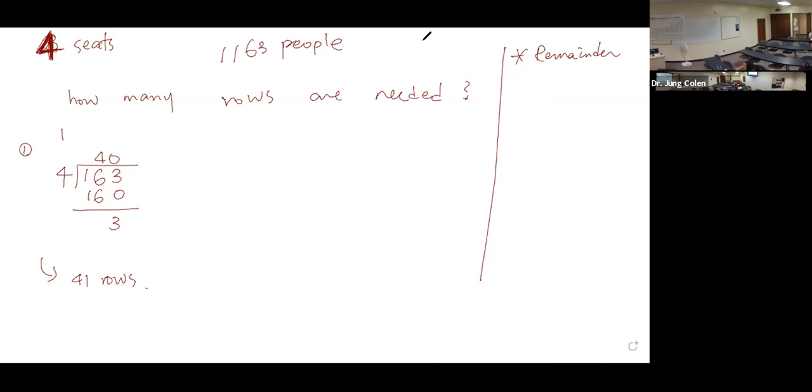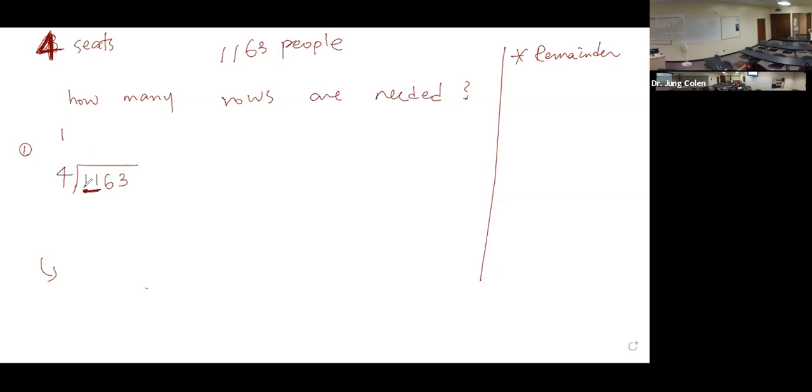Okay, sorry about that. We're going to change the problem because I actually want to do that partial quotient. Okay, so Gavin, let's do that again. We have 1,163 people, divided by 4. How can I do the partial quotient? If you start with the 1,000, it's too small, right?